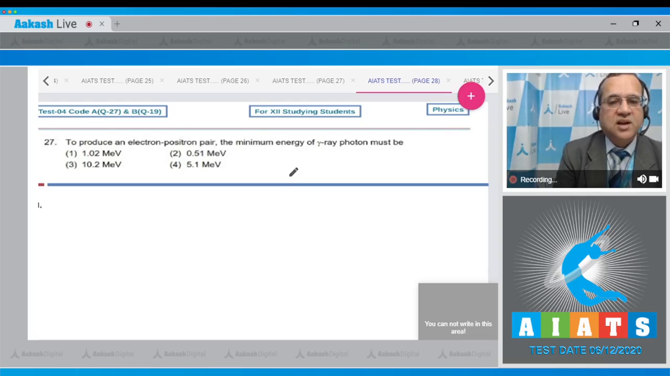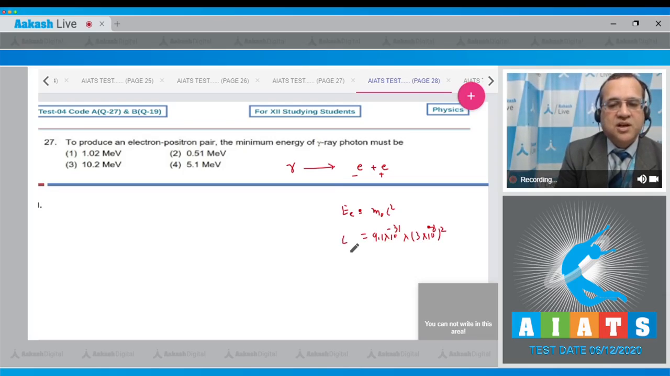Question number 27: to produce an electron-positron pair, the minimum energy of the gamma radiation photon must be? So you see that in pair production, when gamma radiation is generating two particles, one is the electron and the second is the positron. The energy of the electron is equal to m naught c squared, and this is equal to 9.1 into 10 to the power minus 31 into c, 3 into 10 to the power 8, squared. And if you want to change it to electron volt, we divide by 1.6 into 10 to the power minus 19.